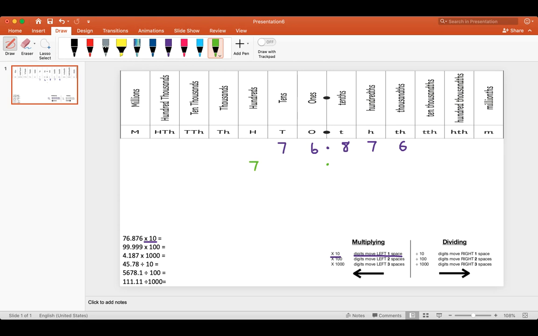So the 7 is now going to become 7 hundredths. The 6 is now going to become 6 tens. The 8 is now going to become 8 ones. And the 7 is now going to become 7 tenths. And the 6 is now going to become 6 hundredths. So as you can see, 76.876 multiplied by 10 is 768.76, and you should be able to see that really clearly on my chart. Let's have a look at the next one.